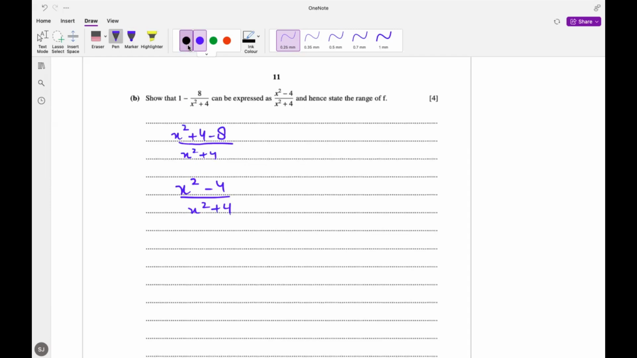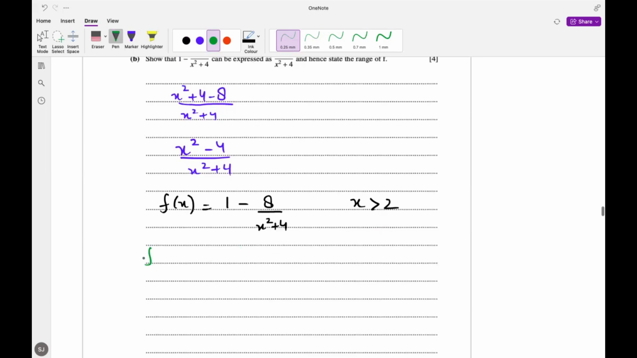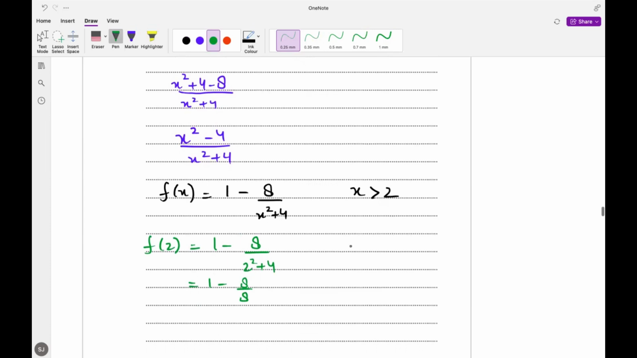Now to state the range of f, the function f of x can also be written as 1 minus 8 upon x squared plus 4, and the value of x was greater than 2. Now to find the range, first let's take the value x equals 2. If I take x as 2, this will become 1 minus 8 upon 2 squared plus 4. So this will be 1 minus 8 upon 8, which is 1 minus 1, which equals 0. Now at f of 2, the value of f of x was equal to 0.